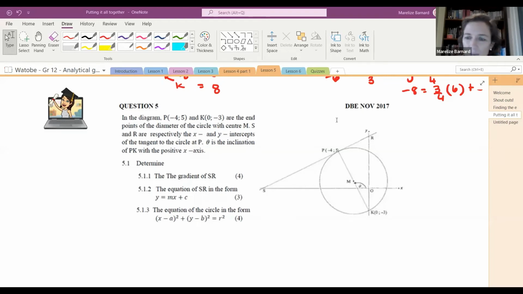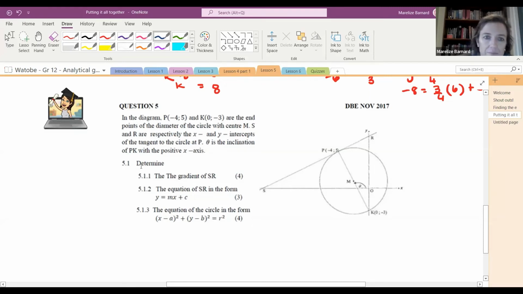Okay, I'm going to help a little bit by reading everything that's here. In the diagram, P is (-4, 5) and K is (0, -3), and they are at the end points of the diameter of the circle with center M. Okay, so M is the center. S and R are respectively the x and y intercepts of the tangent. So there's the tangent to the circle at P, and P is my point where it touches. Theta is the inclination of PK with the positive x-axis.